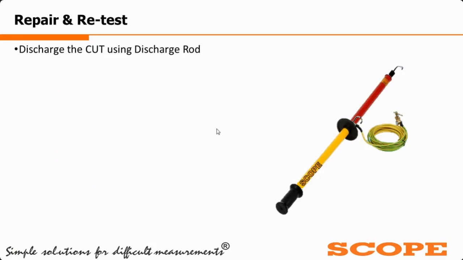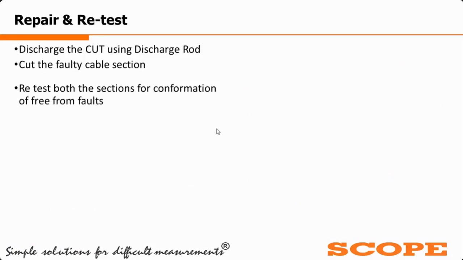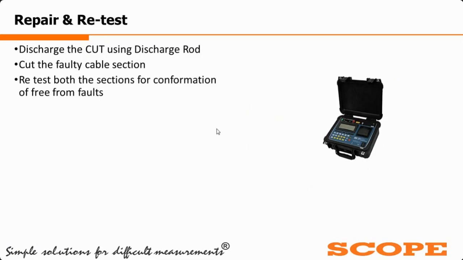So after cutting out the cable, you will have the two cable sections in your hand. For these two cable sections, you have to again go through the diagnosis step, in which you check whether another fault is present in the cable or not, because there might be multiple faults present in the cable. So you have to identify whether any further faults remain or not.